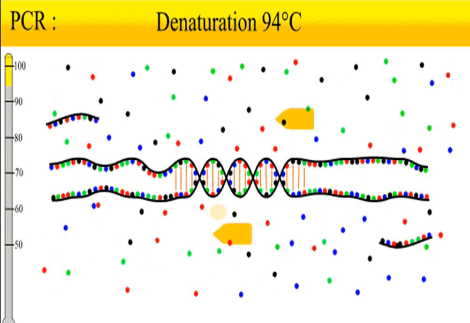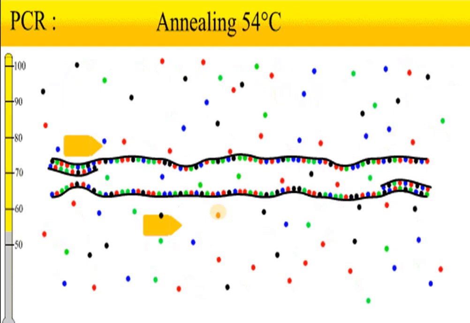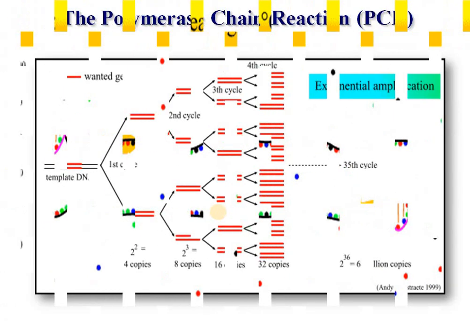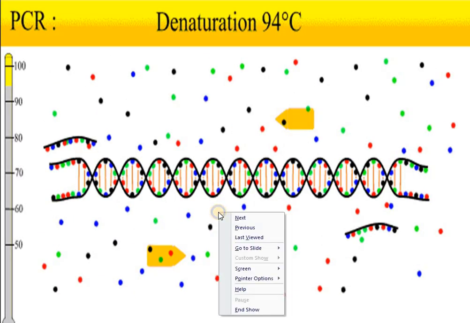So you can see in this animation, first one is denaturation. You can see how there is a denaturation, how there is an annealing, how there is an extension. So the total 3 steps of polymerase chain reaction you can easily understand using this animation. These colored dots are nothing but your nucleotides or base pairs. This yellow colored one is your enzyme, Taq DNA polymerase.